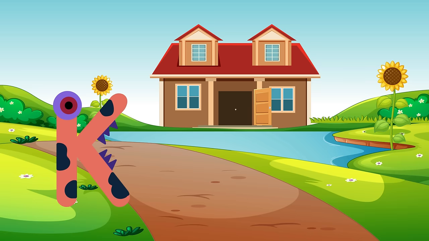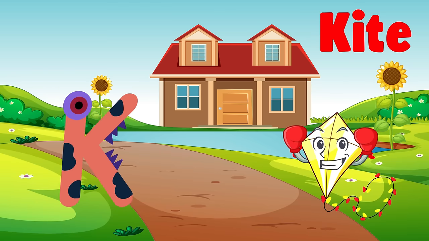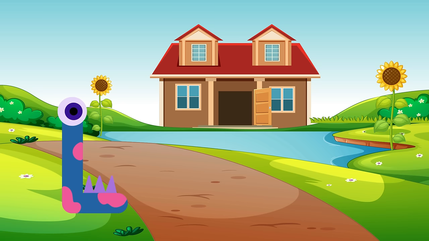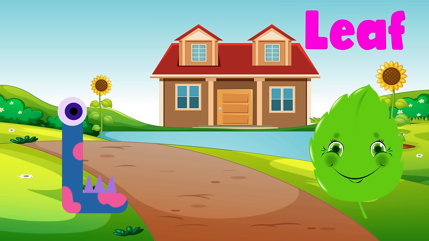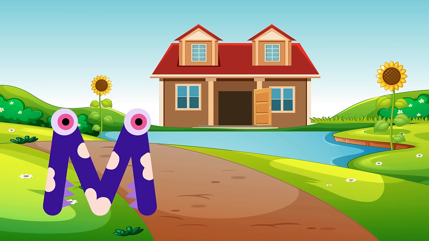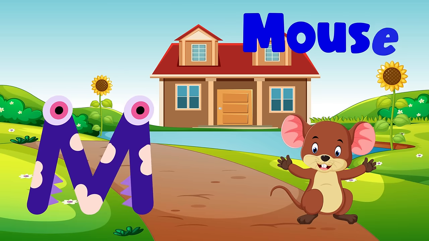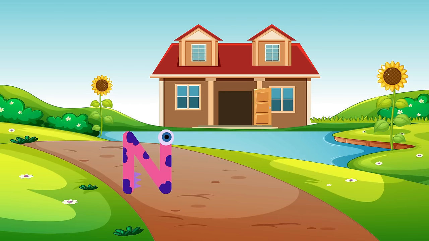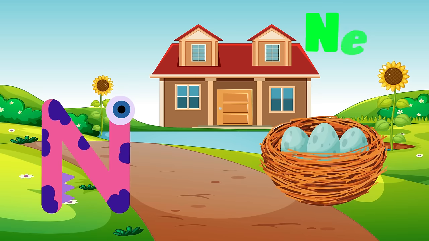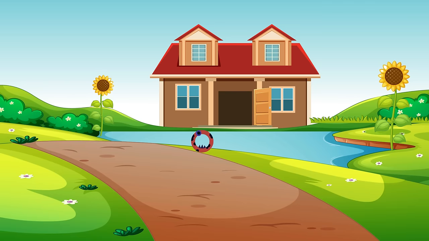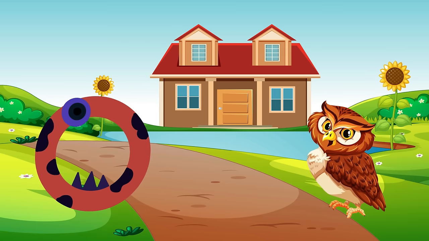K says kite. L says leaf. M says mouse. N says nest. O says owl.